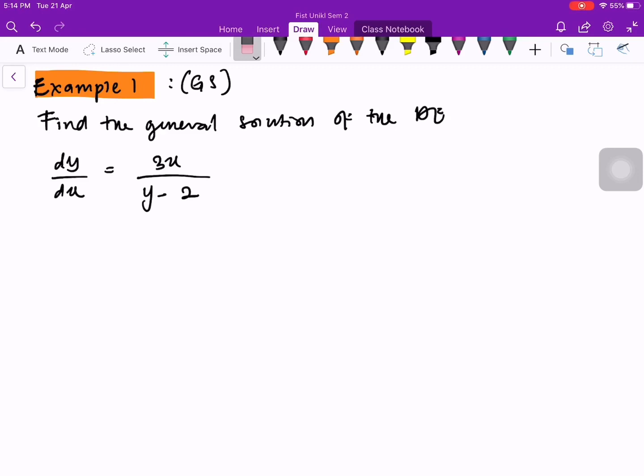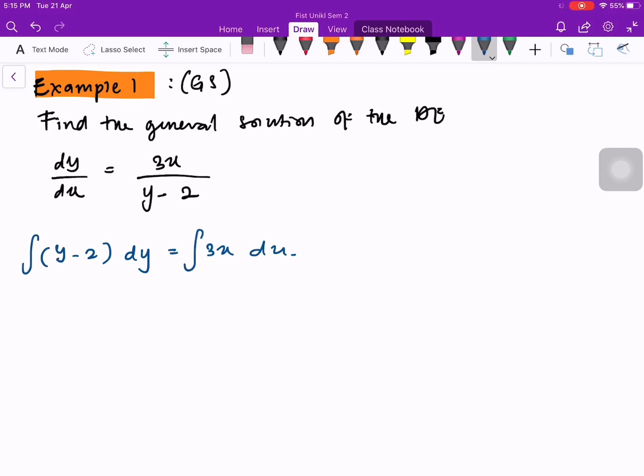Okay, so let's start with example 1. Find the general solution of the differential equation dy over dx equals to 3x over y minus 2. So first we're going to do the first step, which is the separable technique. Okay, so we're going to separate them, y with dy, x with dx. So kita akan buat cross multiply product. So from here, after cross multiply product, kita akan dapat y minus 2 dy equals to 3x dx. Then afterwards, we're going to do the second step, which is integrate both sides.